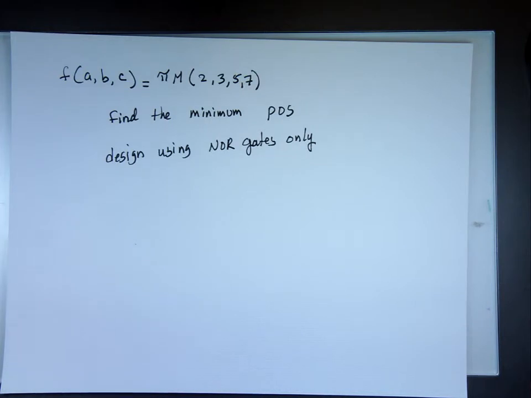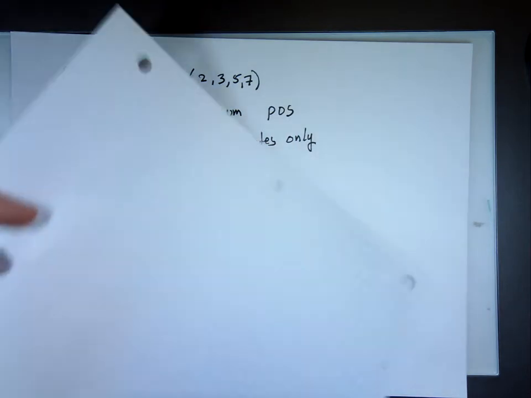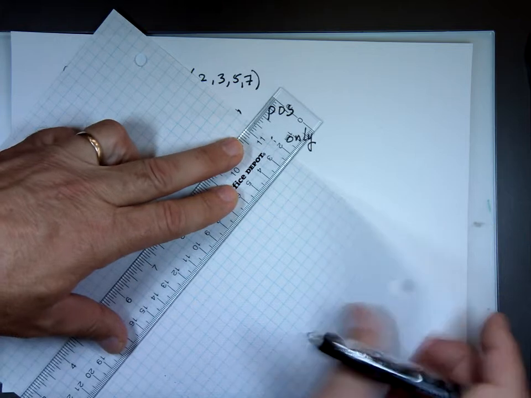So we have the function of three variables, A, B, and C. I try to make it simple enough. It's the max terms of 2, 3, 5, and 7. Find the minimum product of sum. Design using NOR gates only. Again, save some paper. Here we go.